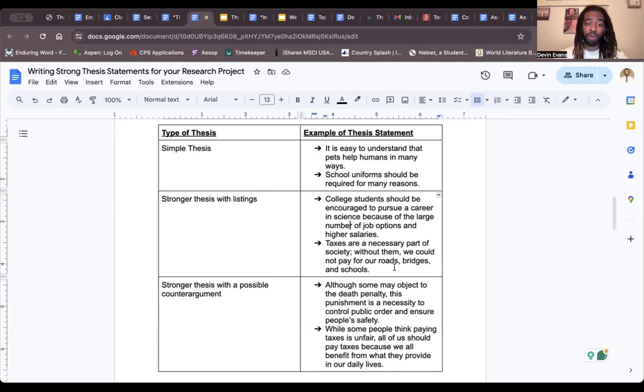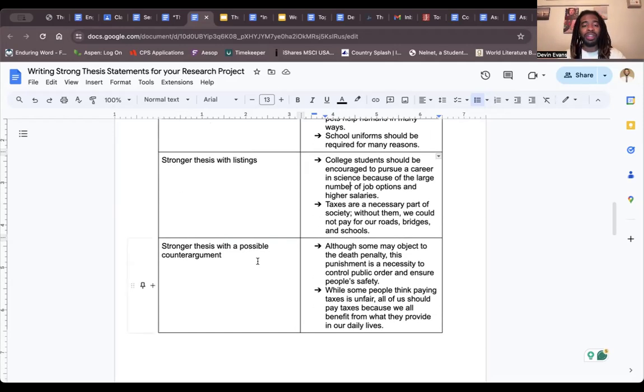The third way you can make it stronger is having an argument with a counter argument. For example, while some people think paying taxes is unfair, all of us should pay taxes because we all benefit from what they provide in our daily lives. I like that. Now, obviously, in your paper, you're going to figure out what part of a person's daily life is impacted positively from taxes, and that isn't mentioned in the argument, but you can, of course, write that out in your paper. So using these words here, although, while, are good words to use to begin your thesis statement with the counter argument, and then your argument is made as well.